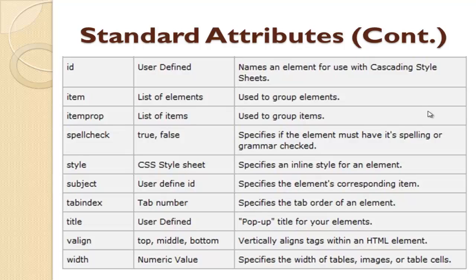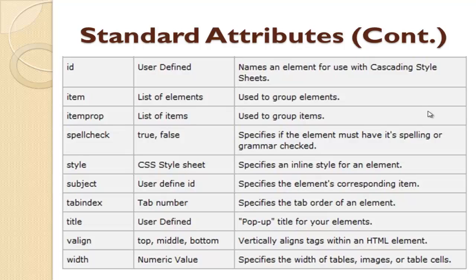Spellcheck has two values, which are true and false. It specifies if the element must have its spelling or grammar checked. If you have a piece of content, or a form where your visitor has to write some value or some data, then you have a functionality whether you want to check the spelling and grammatical mistakes in it or not. This is a very good feature of HTML5.